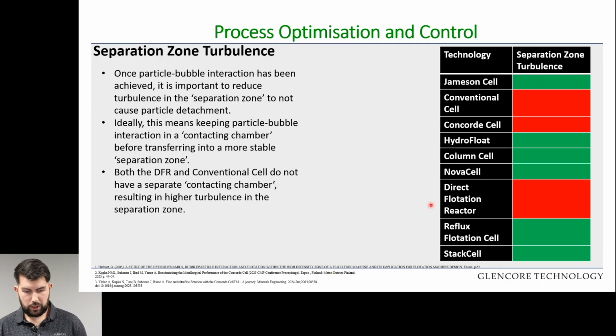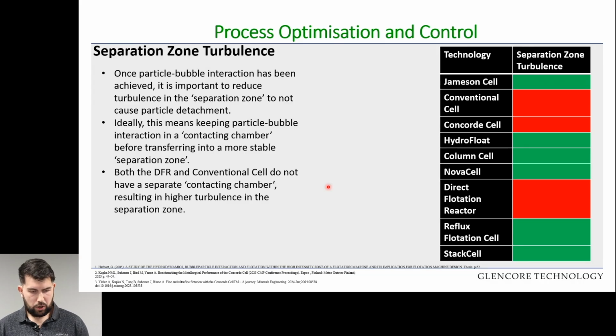Now, you'll notice on the table on the right here that we have the conventional cell, the Concorde cell, and the direct flotation reactor as red for that separation zone turbulence. The reason for that is the DFR and the conventional cell don't actually have a separate contacting chamber. Everything gets mixed in one chamber. So that results in a higher turbulence inside that separation zone and increases your risk of particle detachment.